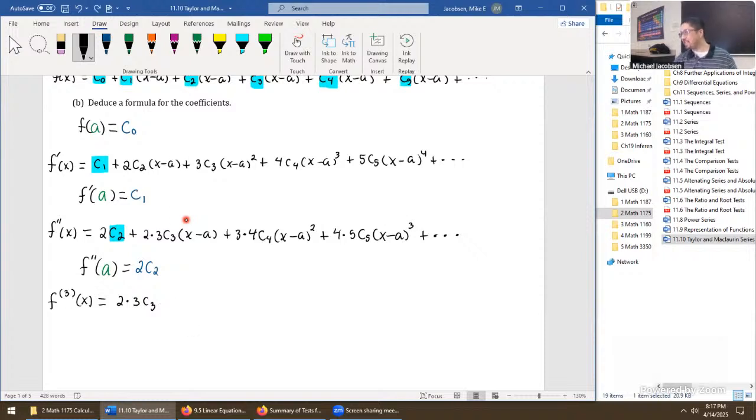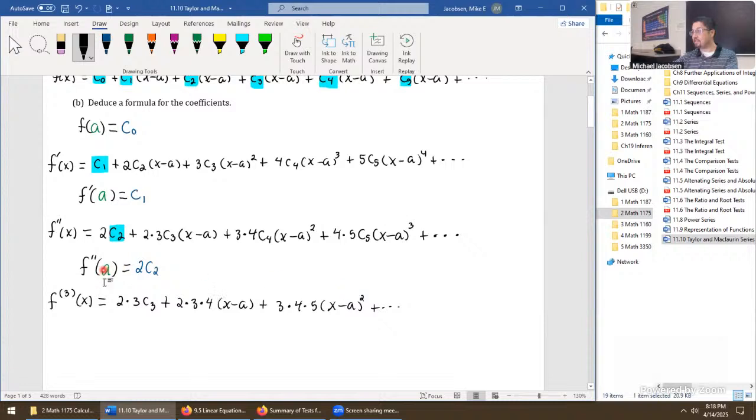Let me control Z that. Plus 2 comes down on this one. So 2 times 3 times 4, (x minus a) to power 1. 3 comes down on this one. Plus 3 times 4 times 5, (x minus a) power 2. And then infinitely many more terms.